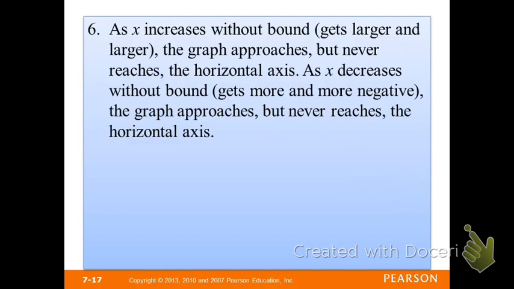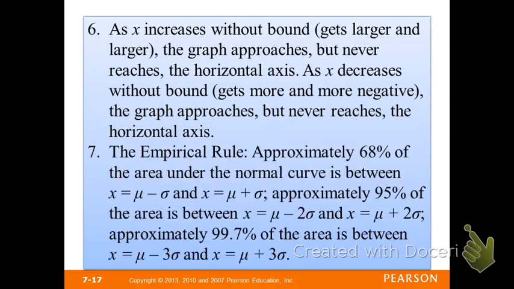As x increases without bound, the graph approaches but never crosses the horizontal axis. That's called an asymptote. And the empirical rule should apply, that 68% of the area under the normal curve is between plus or minus 1 sigma, 95% is between plus or minus 2 sigma, etc.